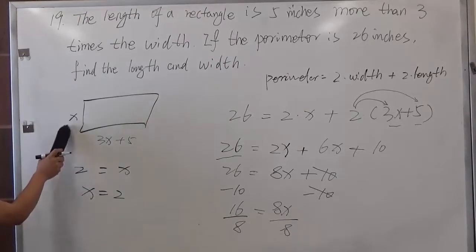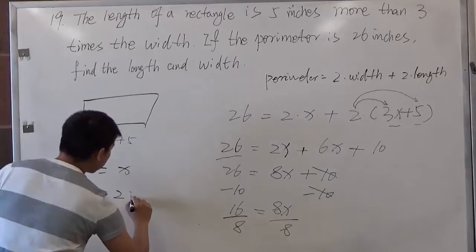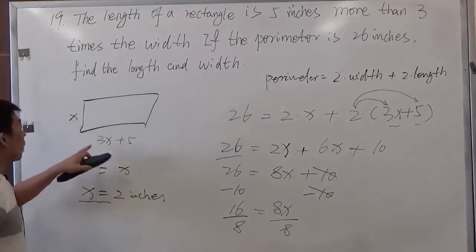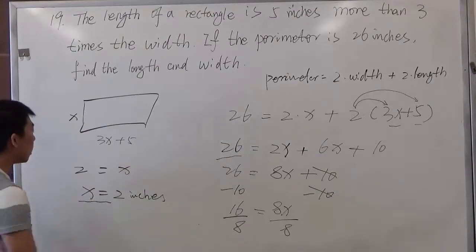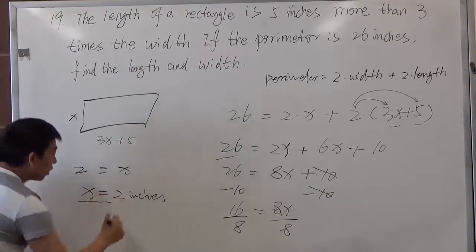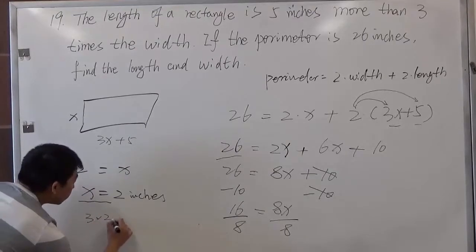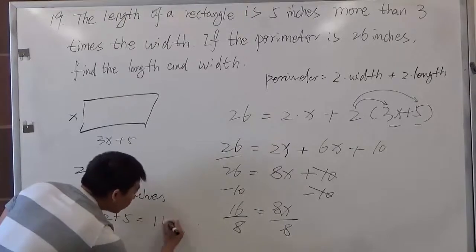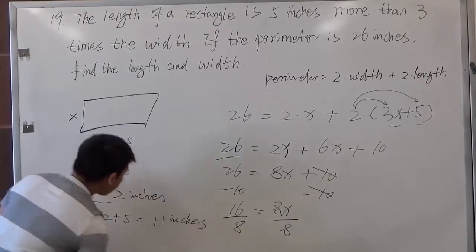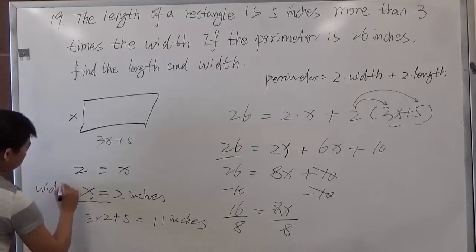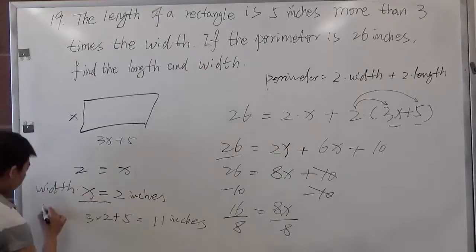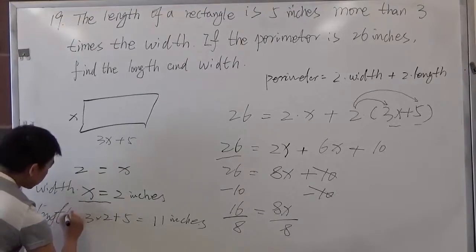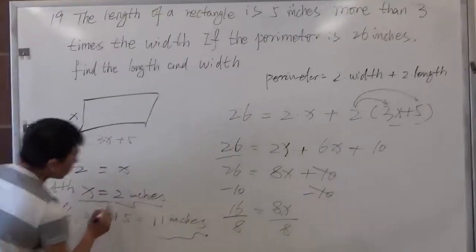That's the width. So x is 2 inches for the width of the rectangle. If we want to find the length, it equals 3x plus 5. That will become 3 times 2 plus 5. That will be 6 plus 5, which gives us 11. So the width is 2 inches and the length will be 11 inches. So that's the result.